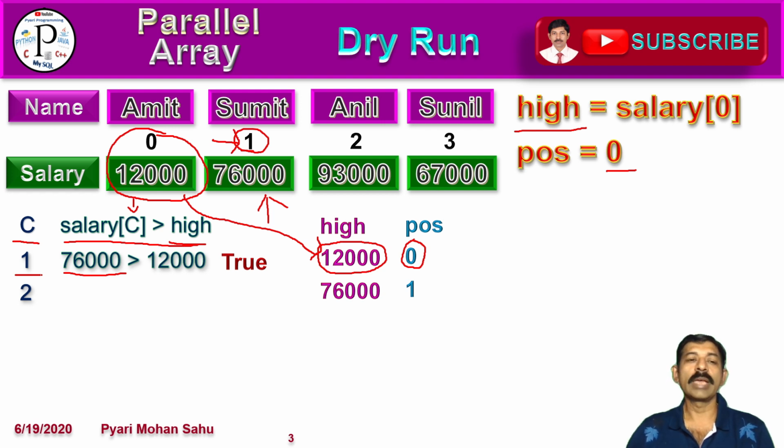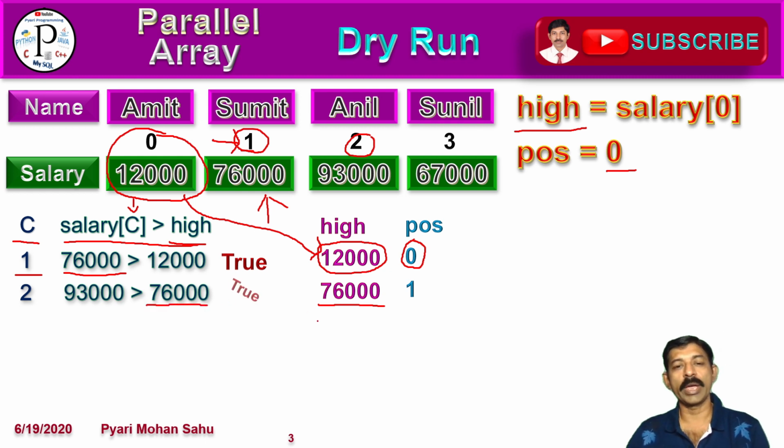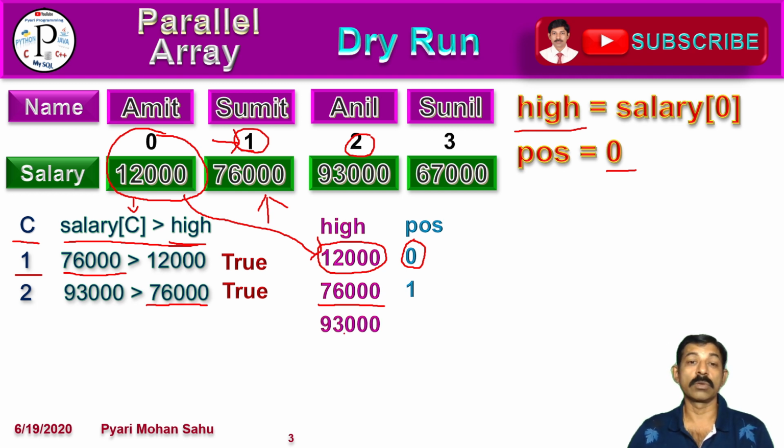It is 2. Salary of 2 position contains 93,000, where 93,000 is checked with the current updated high value. Now it is 76,000. That's why 93,000 is greater than 76,000. It is true again, so it has to be updated. So high is updated to 93,000, as well as the position needs to be updated. So that's why it is 2. Whose value is it updating? C value. Mind it, C value. Because at the C index position we found this one. Next, increase the C by 1.